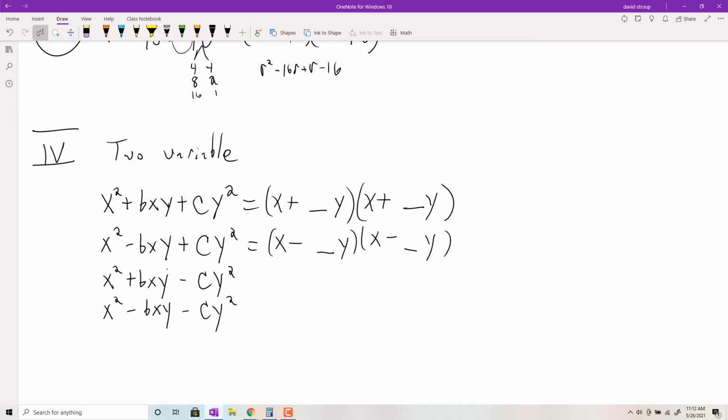And then this guy is a plus minus scenario, where the bigger number has to go in front, has to be positive. And then finally, this is also a plus minus, but the bigger number has to be negative. And we slip that y in here.